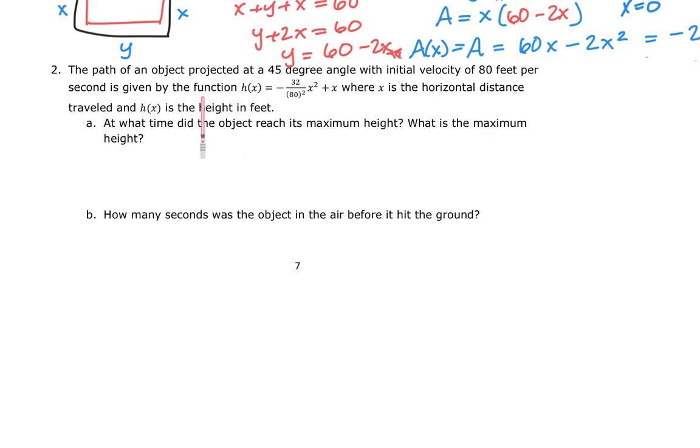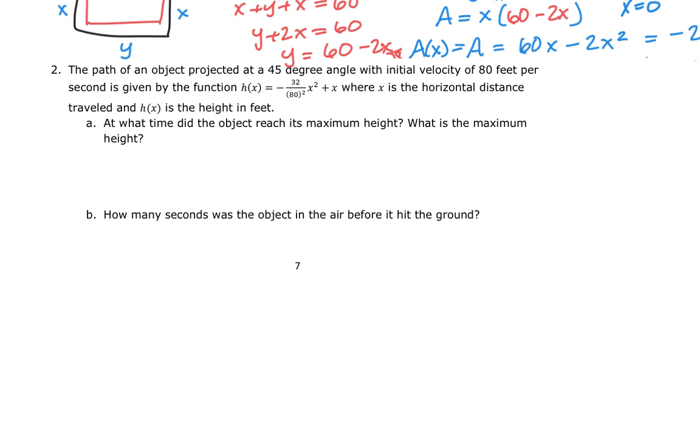So the first thing we're going to have to do is figure out what the maximum height is, and then figure out how long it's going to take us to get there. So at what time? We'll answer that, but it's not going to give it to us right out of the gate. And what is the maximum height? First of all, we have to figure out the x that produced the maximum height, and then we can figure out the time based on that.